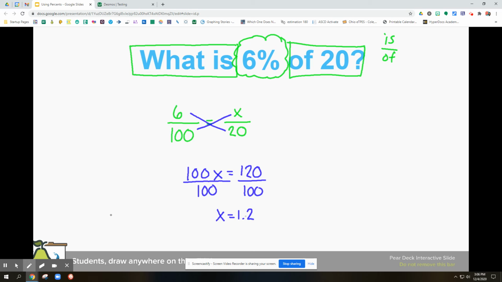If I want to check my work and make sure that 1.2 is 6% of 20, I can put 1.2 divided by 20 in the calculator, and I will end up with 0.06, which I know is equal to 6%.